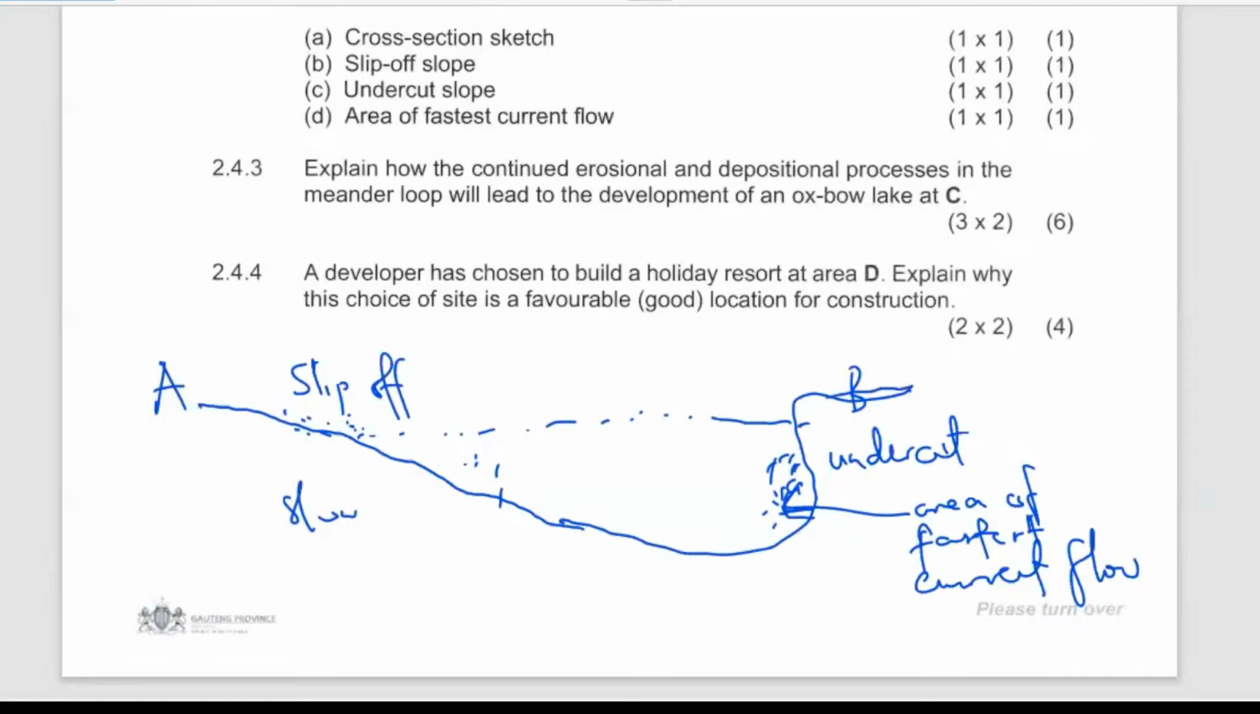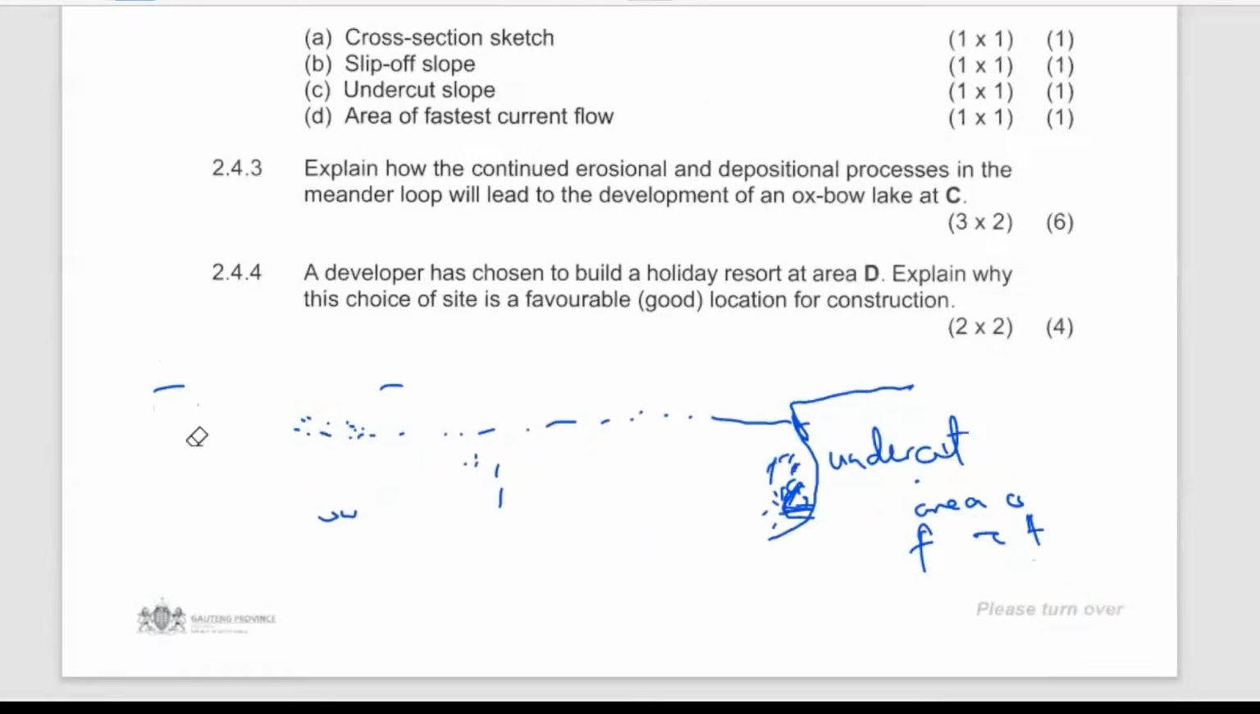Make sure that the shape implies a steep slope here, which is being undercut, and a gentle slope on this side to indicate that there's deposition, and that's the shape of the sketch. And you must label your slip-off slope on this side, label the undercut on this side, and areas of fast velocity, we find on this extreme end of our river channel. Right. Moving on to the next question.